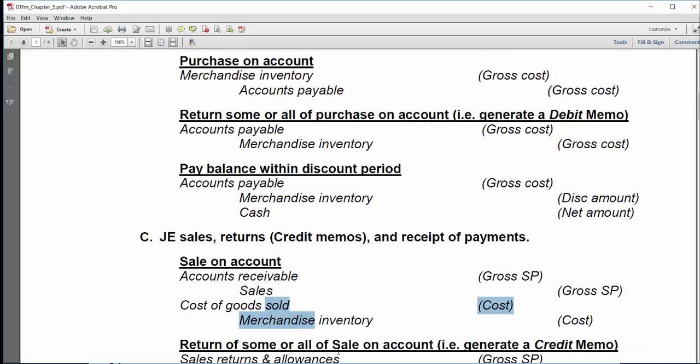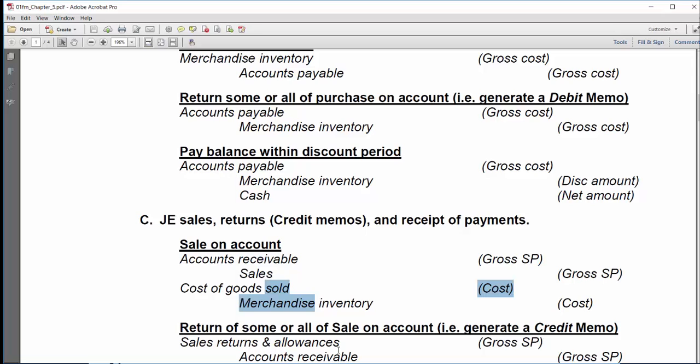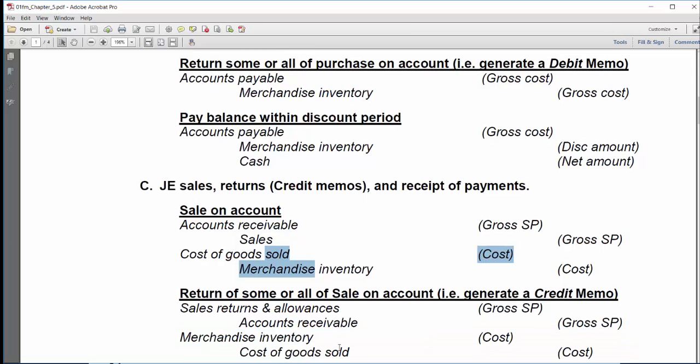If the customer returns some of that merchandise to us, we'll basically flip the journal entry around and change sales to sales returns and allowances. So that means every account involved here changes: sales returns and allowances getting larger, accounts receivable getting smaller, merchandise inventory going back up again because the merchandise comes back into stock, and cost of goods sold going down.